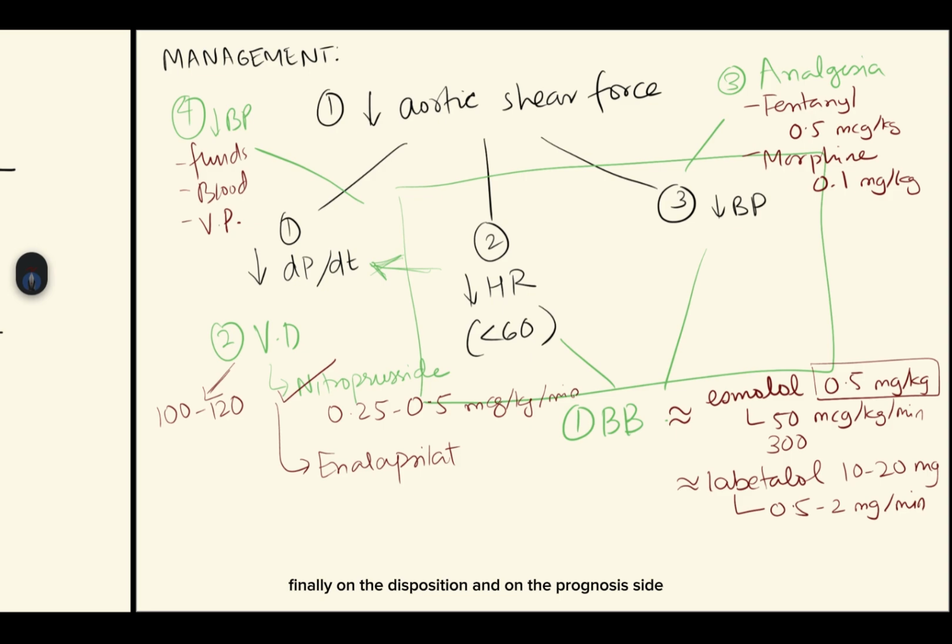Finally, on the disposition and on the prognosis side, all patients with a confirmed aortic dissection need an emergent vascular surgery or surgical consultation and admission to ICU or OR. If it is going to be a type A dissection, then they need a cardiothoracic surgical consultation. But if it is a type B uncomplicated dissection, then they can go to ICU, they can have medical management there and a vascular surgery opinion. So this is where the consulting specialties come into play.